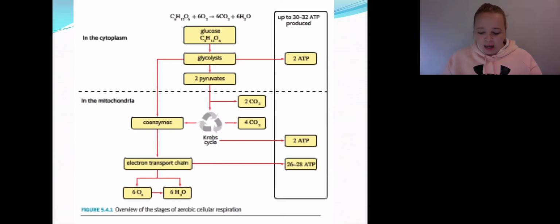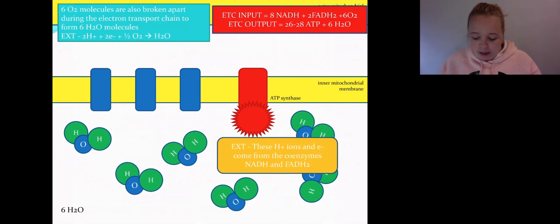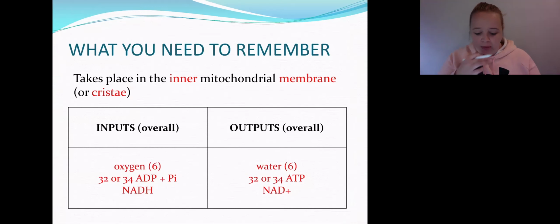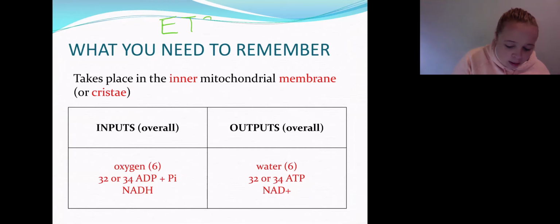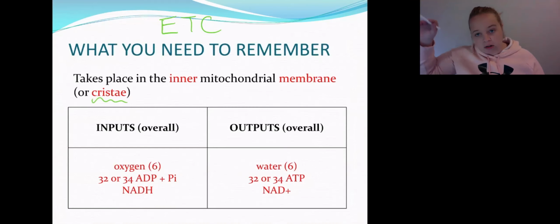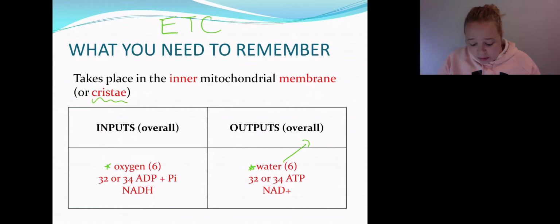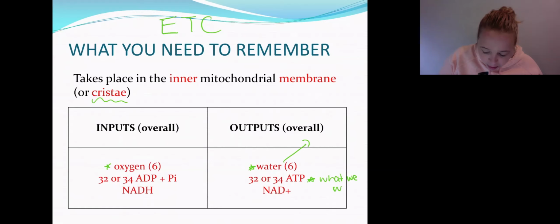So here is a big summary picture of everything that's happening. I'm just going to skip through them just so we can go on to this bit here. So this is the ETC. What do I need to remember? You need to know that it happens on the cristae or on that inner mitochondrial membrane. You need to know what you put in. You put in oxygen to the ETC. You get out water. Again, that water is not what we need. What we actually want from this ETC, this is what we want. What we want is the ATP. The water is just a waste.